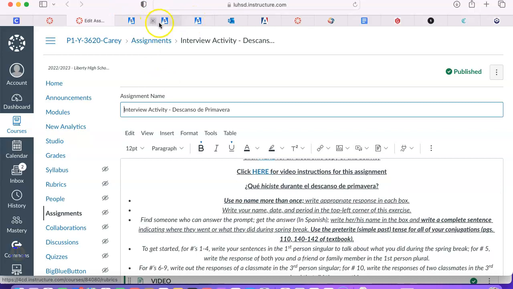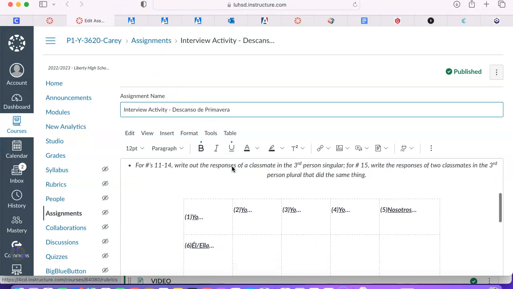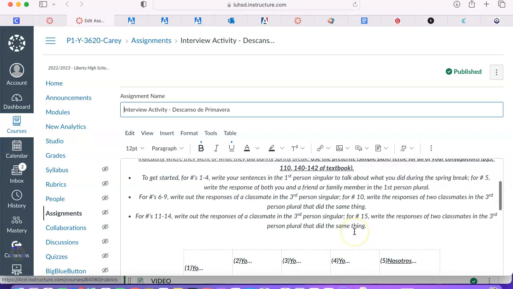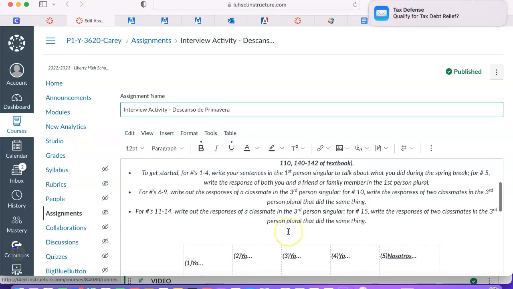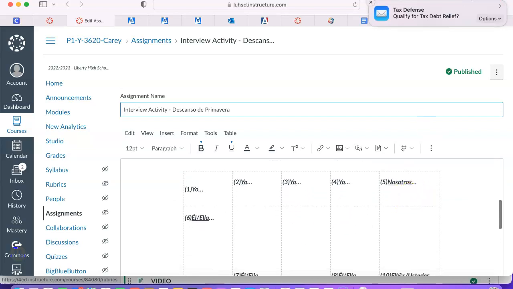So using the grammar that I just went over with you, use your warm-up responses to go ahead and fill out those first 4 boxes. Numbers 1 through 4 are going to be verbs in the first person singular, in the yo form, right? To talk about what you did over spring break. Number 5 is going to be in the nosotros form. So find you and someone else in the class that have something in common. Or if you even want to, you can talk about what you and your friends and you and your family did during the break as well. Ideally, someone that you have something in common with in class, but not necessary. You can talk about you and your friends or you and your family. What you guys did in the nosotros form during spring break.